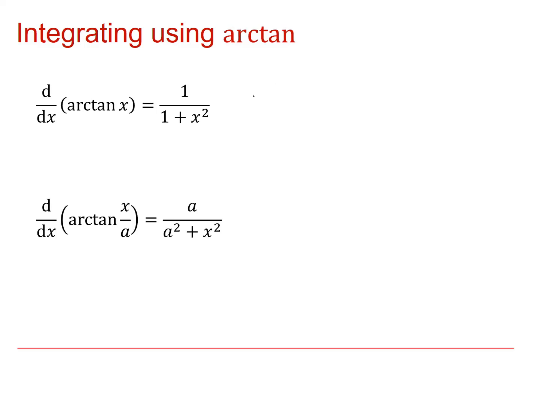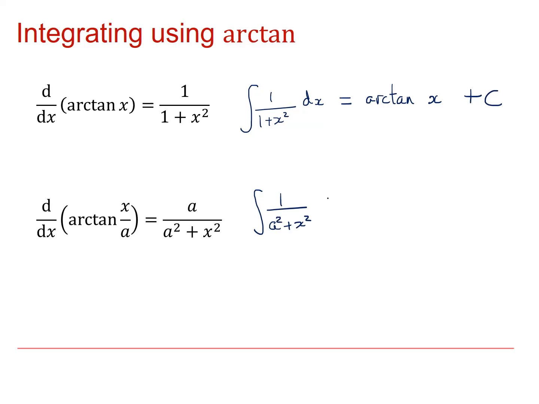Well, if I look at this first expression, if I integrate the right-hand side, so 1 over 1 plus x squared dx, I should get arctan x plus a constant of integration, I've got an indefinite integral. So how about this one? Well, instead of integrating the whole of the right-hand side, I'm going to integrate just 1 over a squared plus x squared.